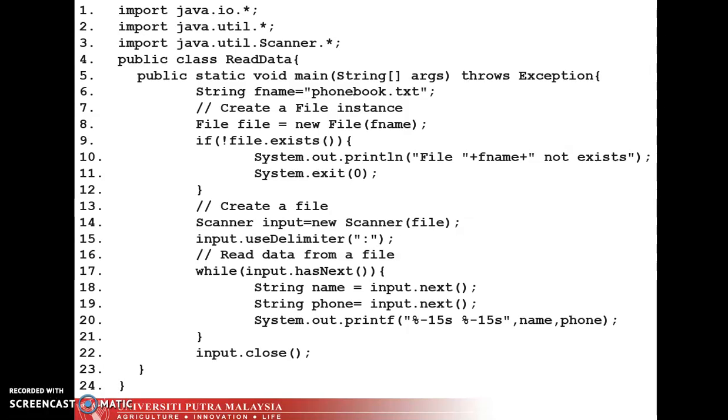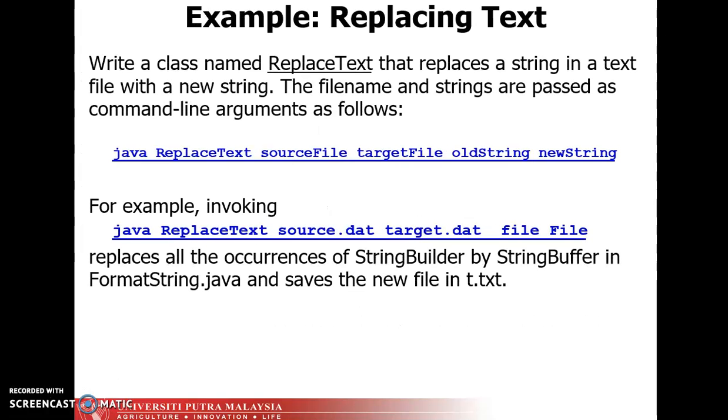The following while statement demonstrates the process of reading the input sequence from the file, and we have two main variables called name and phone. So we read the name and also we read the phone number.